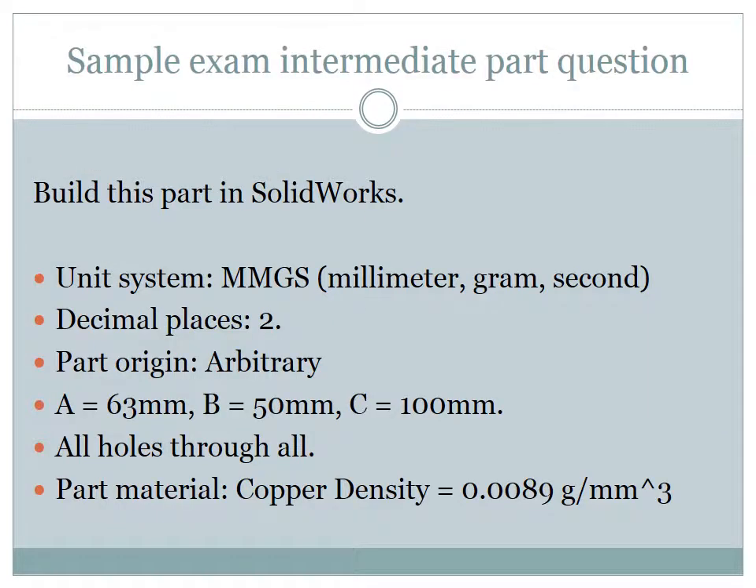Here's a sample intermediate part from the CSWA. It's going to look like this. Build this part in SOLIDWORKS. I'm going to give you the units, the decimals, part origin, and notice it's going to have some measurements, A, B, and C. All holes are through all, and it tells you the part material is copper.